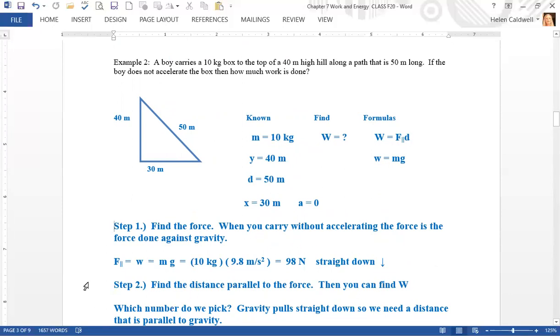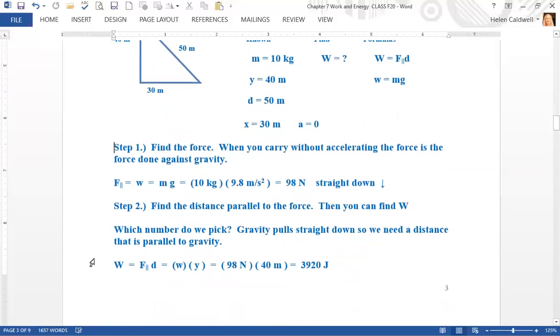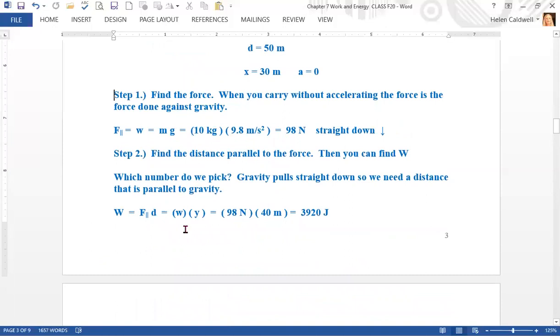So because it goes straight down, we need a distance in that same direction. 30 meters is in the horizontal direction. We cannot use that. 50 meters is the diagonal. We cannot use that. The direction that is parallel to our force is 40 meters. So we have to use Y. So W is force parallel times distance. So it's going to be the weight times the change in altitude. So 98 newtons times 40 meters, or 3,920 joules.